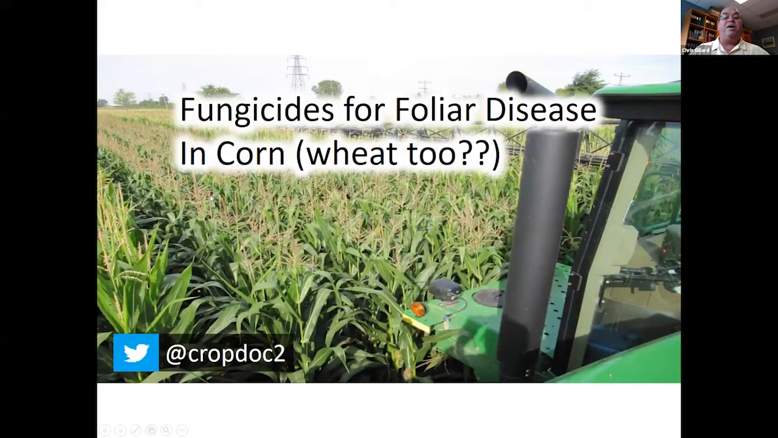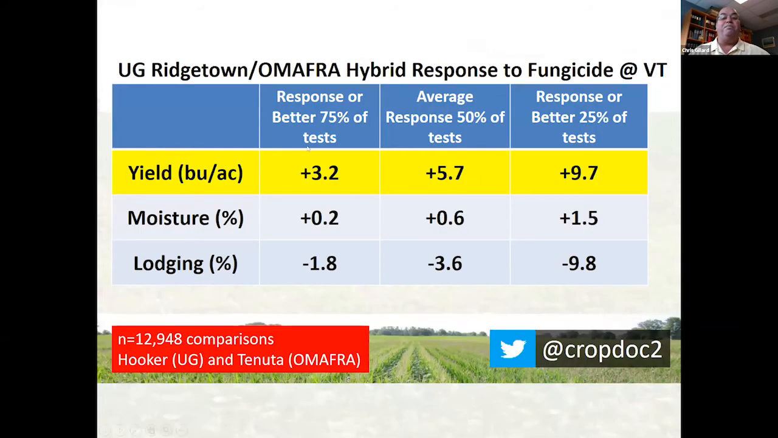Last topic, fungicides for foliar disease in corn, and I'll say perhaps in wheat too. This data I get from Dr. David Hooker, a colleague of mine at Ridgetown, and that is his Twitter handle. He's huge in social media, and I ask you to direct your questions directly to him. It's one of the beautiful things when you present other people's data. So just a couple of slides.